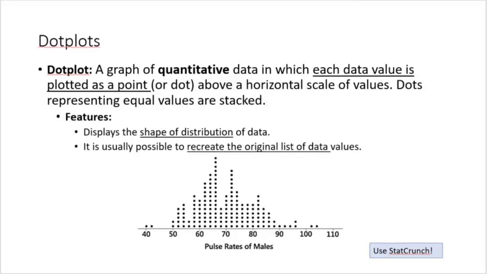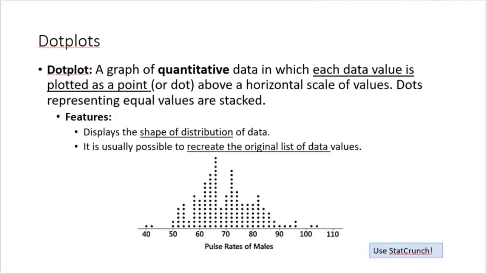A dot plot has to do with numbers, so it's quantitative data, and every single data value is plotted as a point. So that's one of the advantages to it. You don't lose any of your original data. You can still see exactly what the list of numbers is, but you can glance at it and see a shape, whereas when you're looking at just a huge list of numbers, you don't see that shape in the same way. So this lets us see the shape of the distribution, and you could recreate the original list of data values.